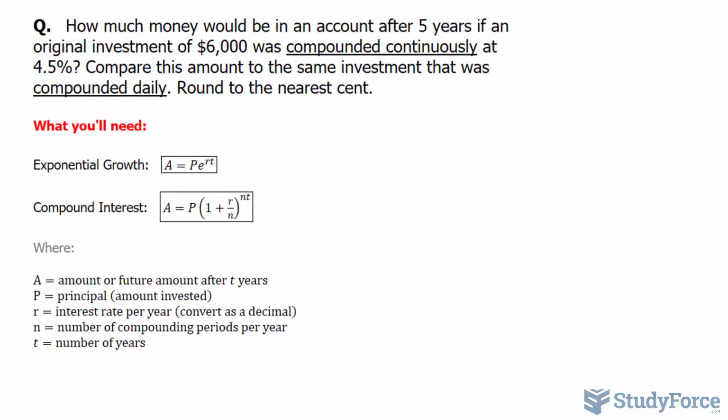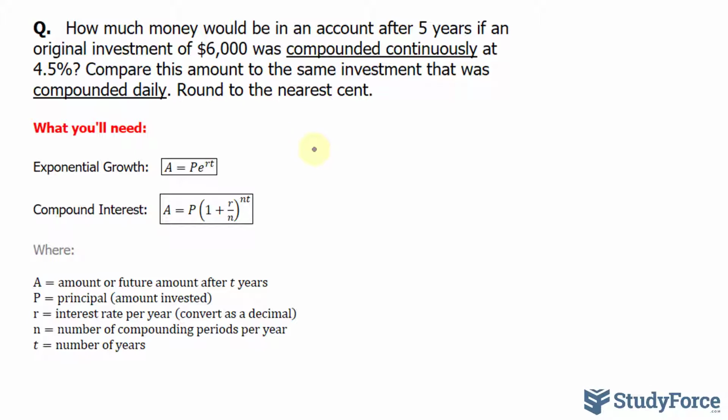Let's write down what we know. We are told that the original investment, which we call our principal, is 6,000, and P is found in both formulas. We are told that it is continuous for 5 years, and we will represent t as the number of years, 5. That's found in both formulas again. And 4.5% will be our value for r. R represents the interest per year. And we need to convert that into a decimal.